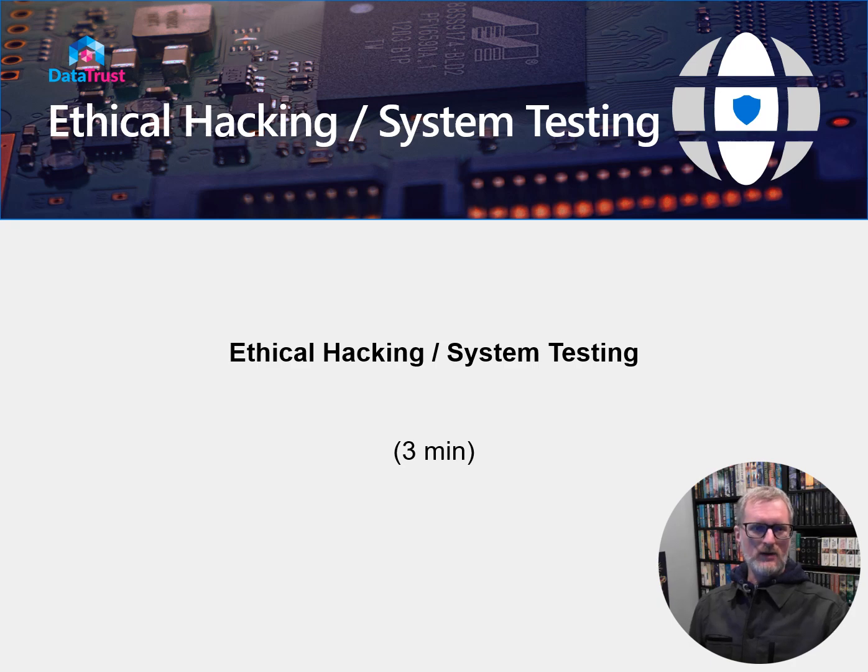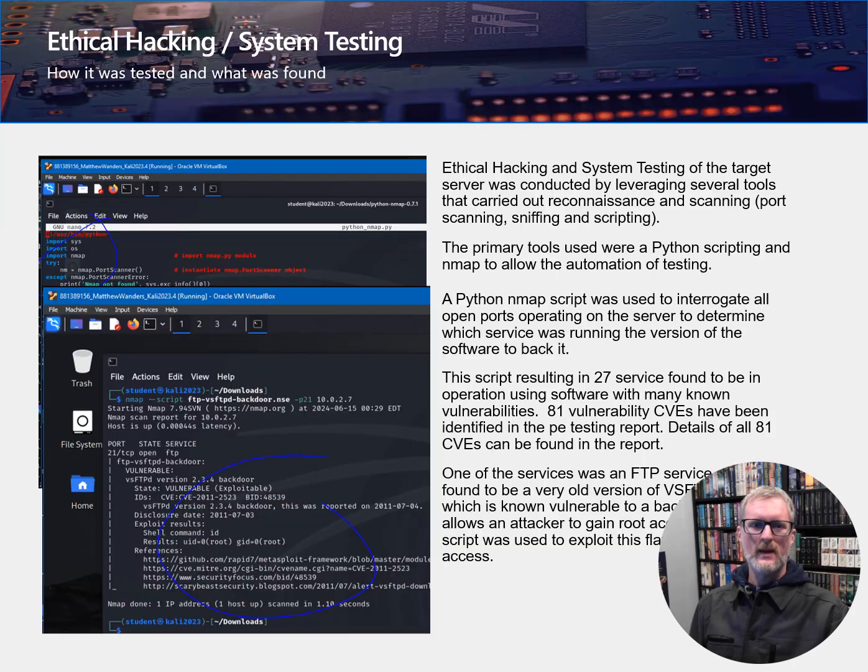Let's go over the ethical hacking and vulnerability testing we carried out on the system we found. We carried out ethical hacking and testing of the target system using several tools. This included reconnaissance tools and port scanning tools such as Nmap and Ncat. The primary tool we used to carry out the testing was a combination of Python and Nmap. We used the Python Nmap script to interrogate all the open ports on the server and determine which services were running, and also tell us which versions of the software were available.